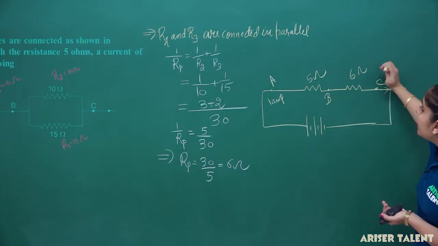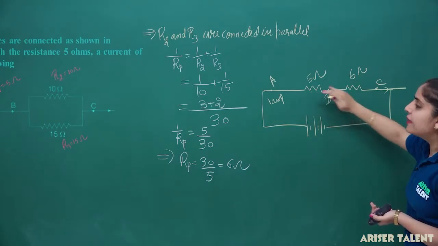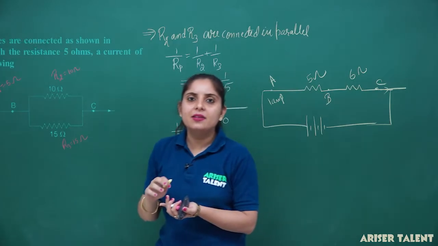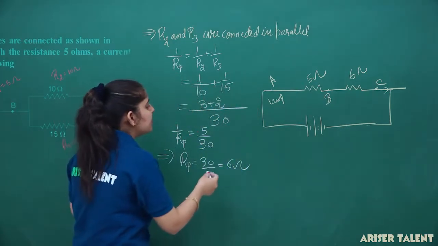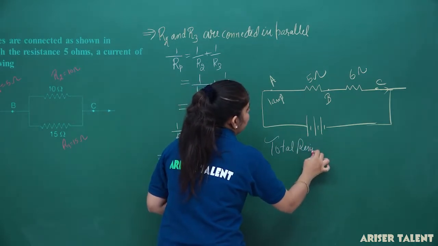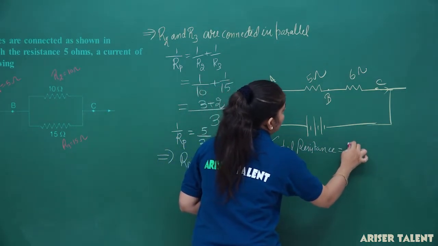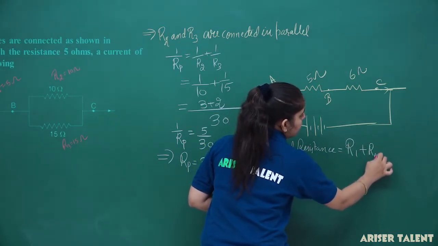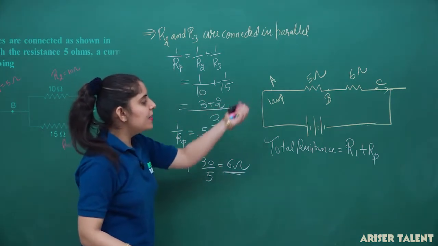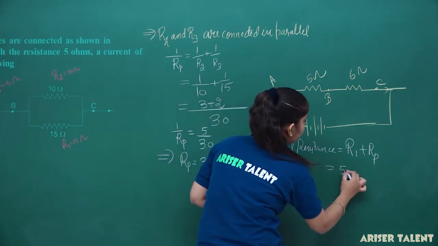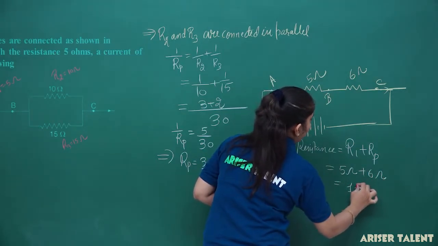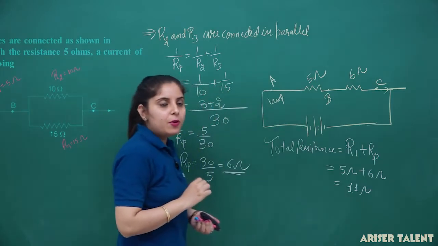Now, what you can see here, these two resistances are connected in series. For the series, we have a formula, that is, we can simply add the resistances. So, what will be the total resistance of the circuit? Total resistance will be equal to R1 plus Rp. This is the Rp we have found out here. R1 is 5 ohm and Rp is 6 ohm and it came out to be 11 ohm.